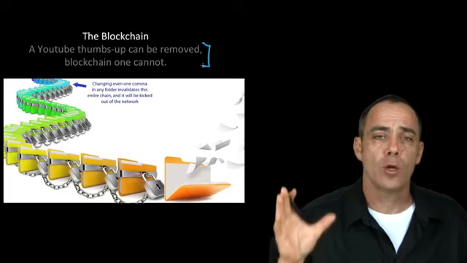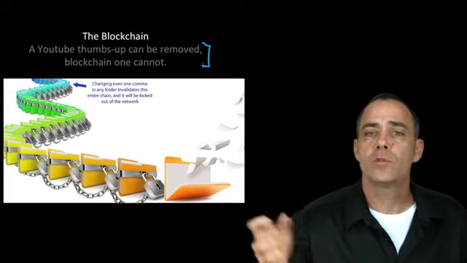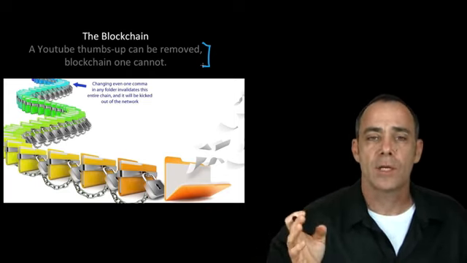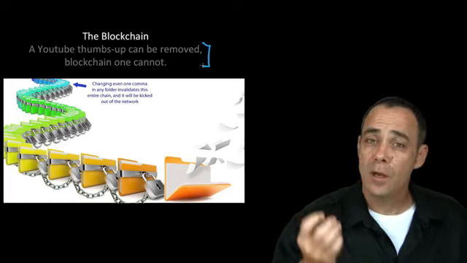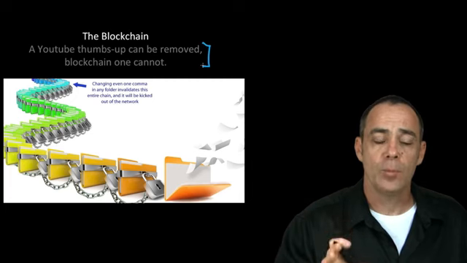No matter how hard you try, no matter how much you pay, you can't remove something that happened in the past on the blockchain. So if you've built your reputation and your identity and you're very proud of it, no one can take that away from you. That will be there permanently.